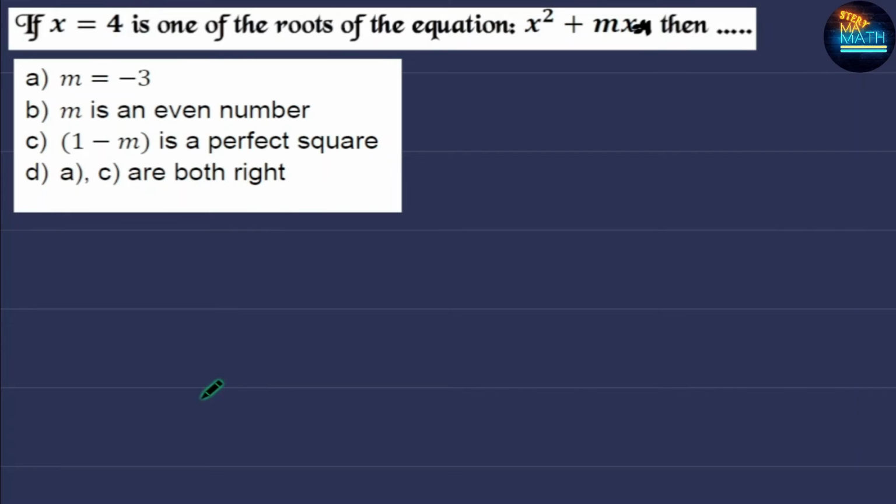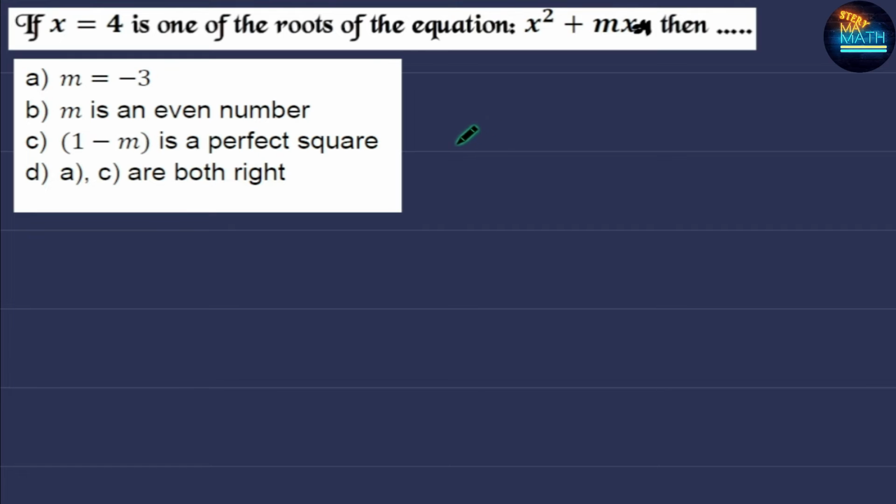If x is equal to 4 is one of the roots of the equation x squared plus mx is equal to 4, then, and we have multiple choices here: a, m is equal to negative 3, b, m is an even number, c, 1 minus m is a perfect square, or d, a and c are both right.